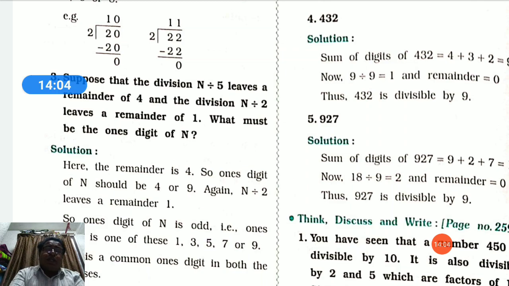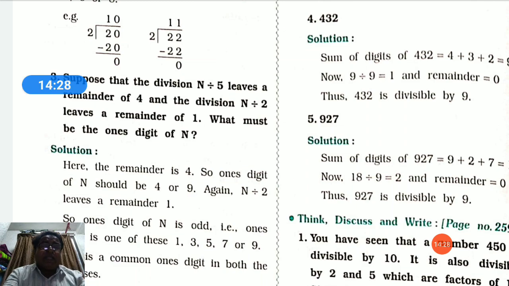Next, 927. Sum of digits is 9 plus 2 plus 7 is equal to 18. 18 divided by 9 is equal to 2, and remainder is 0. So, this number is divisible by 9.